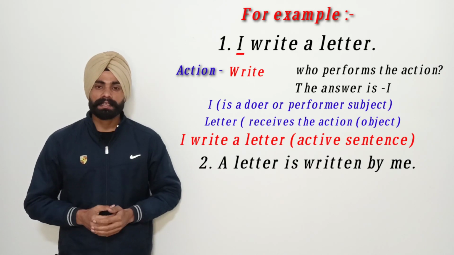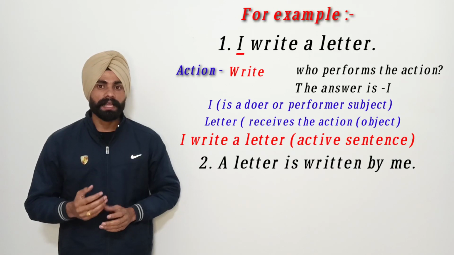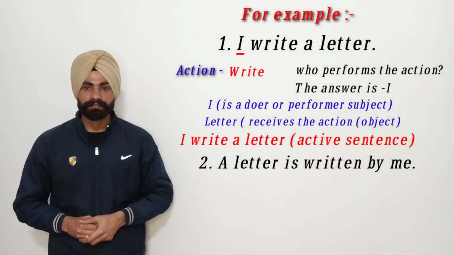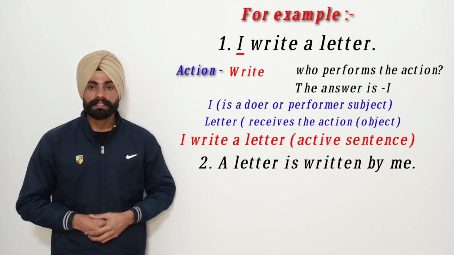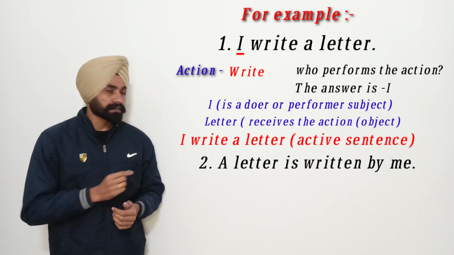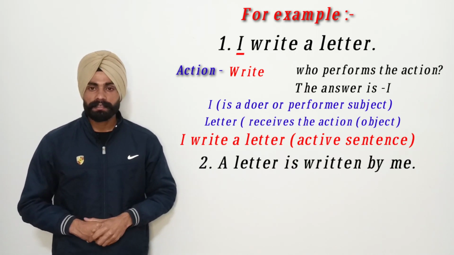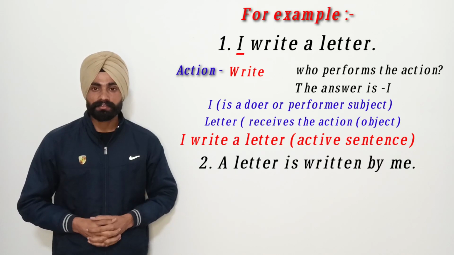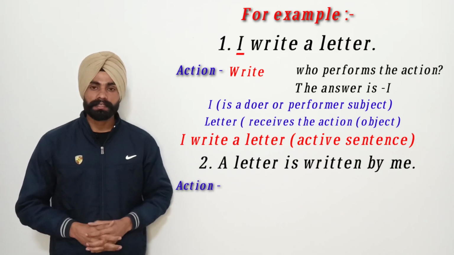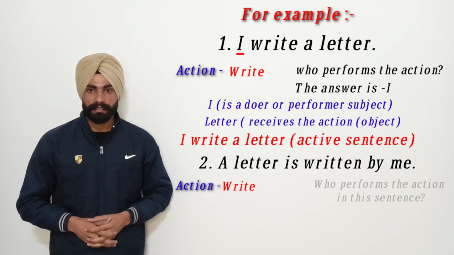Now why this is an active sentence, we will learn very soon. Now we will have a look at the second sentence. A letter is written by me. So what is the difference in this sentence as compared to the first one? If we see in the second sentence, the action is same. Letter is written. The action is write. But who is the performer? Who is the doer of this sentence?